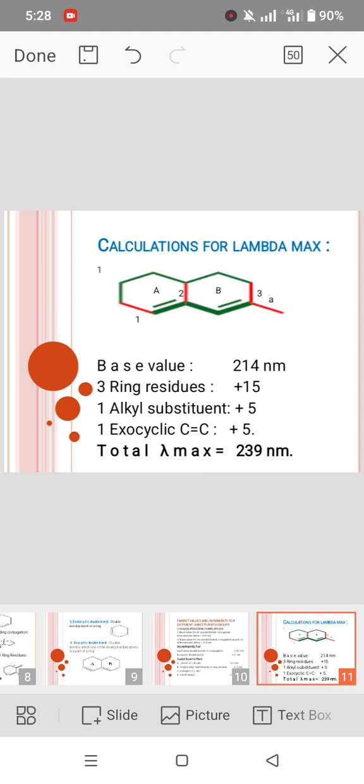After the total of these additions, I will get the lambda max for this molecule. And the total lambda max is 239 nanometer.